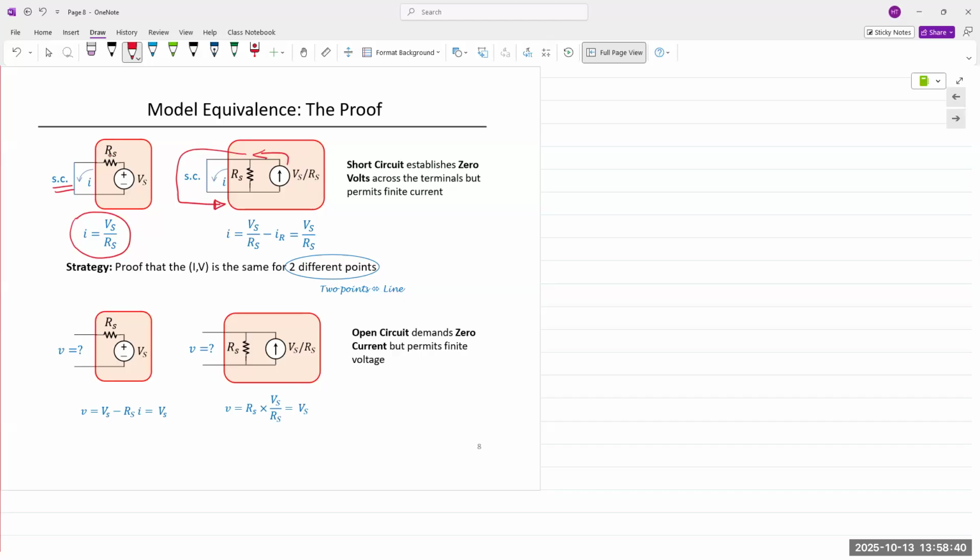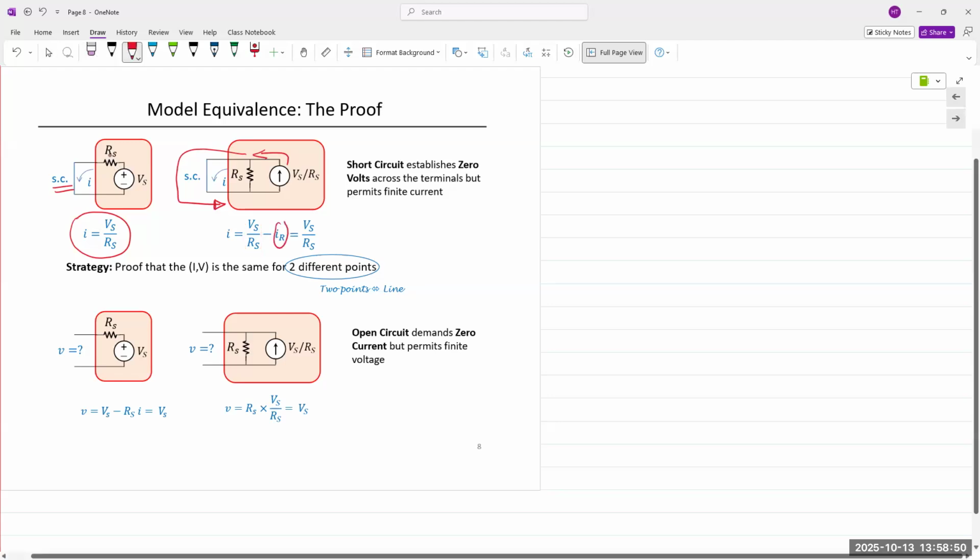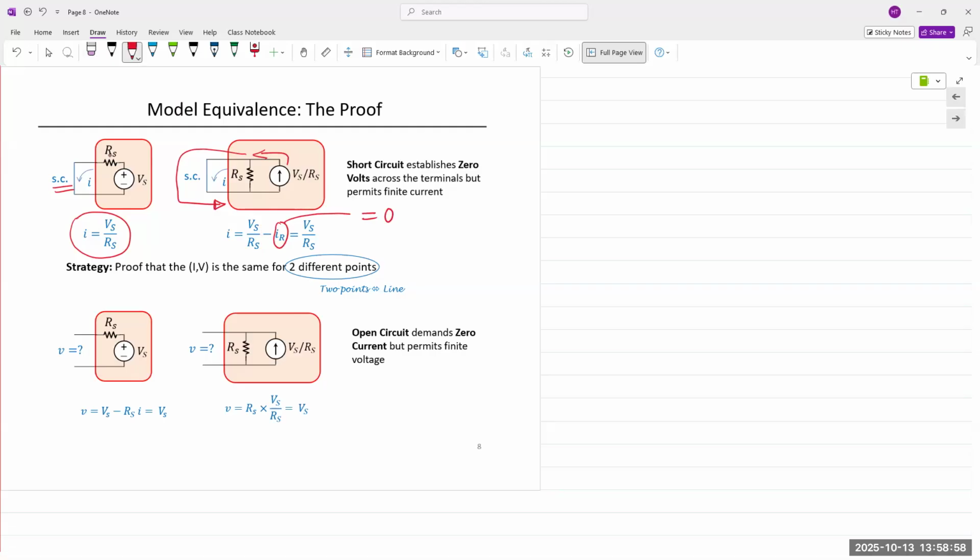And so in that case, if I say my source Vs over Rs, and then this IR is equal to 0 because nothing flows through that resistor. And so I get the total current I at the terminals as Vs over Rs, which is the same as we obtained for the first one.